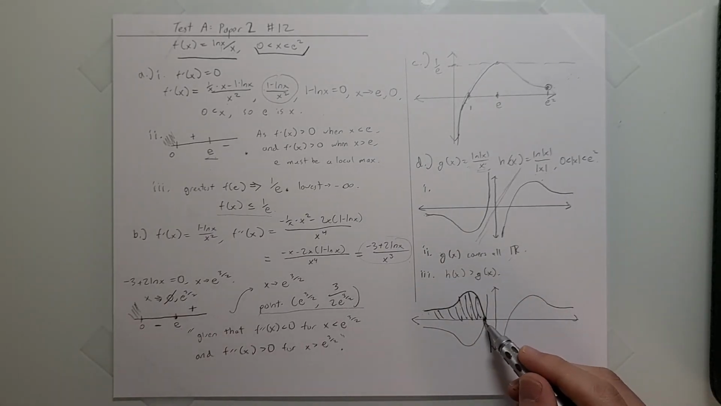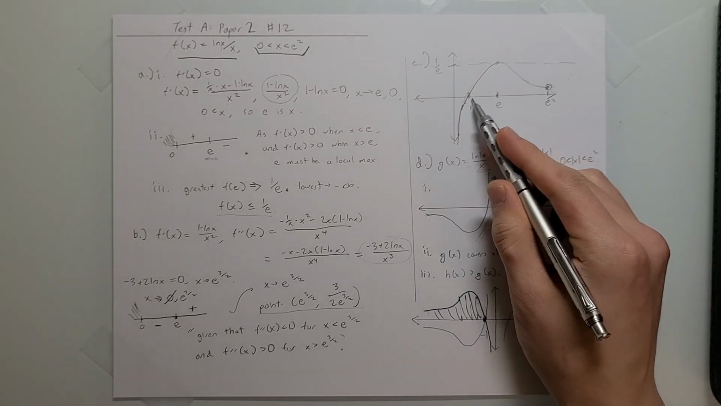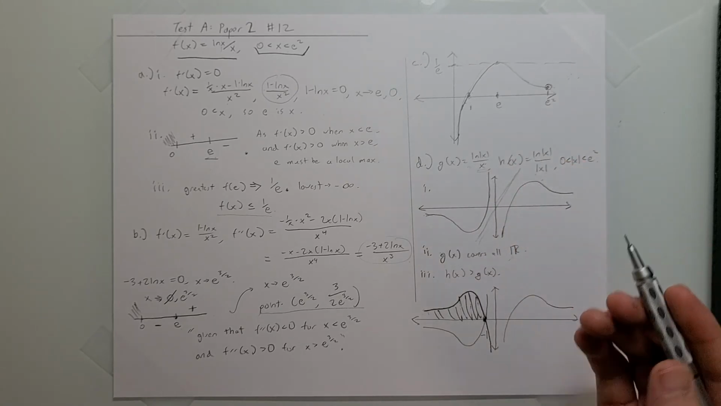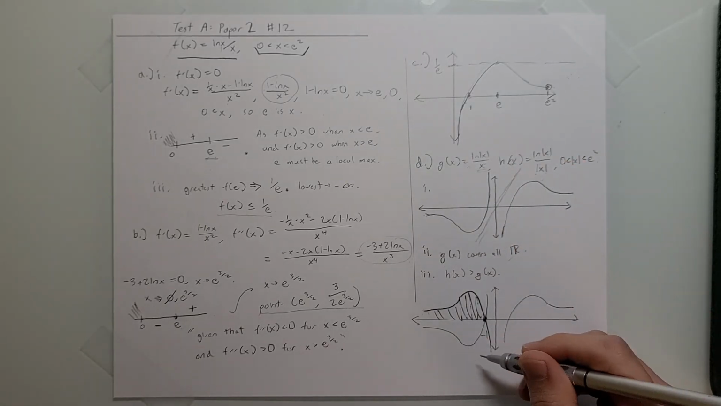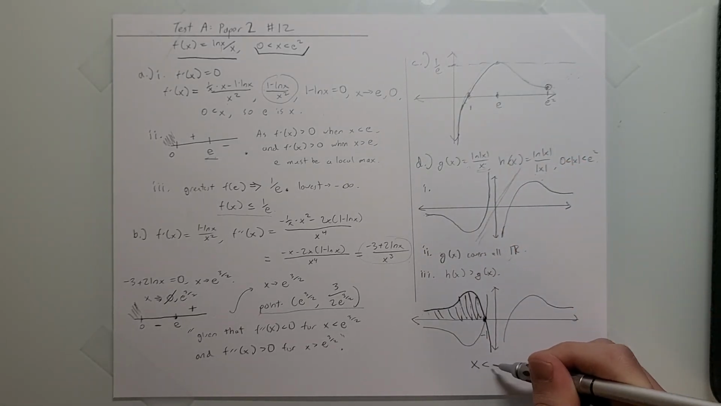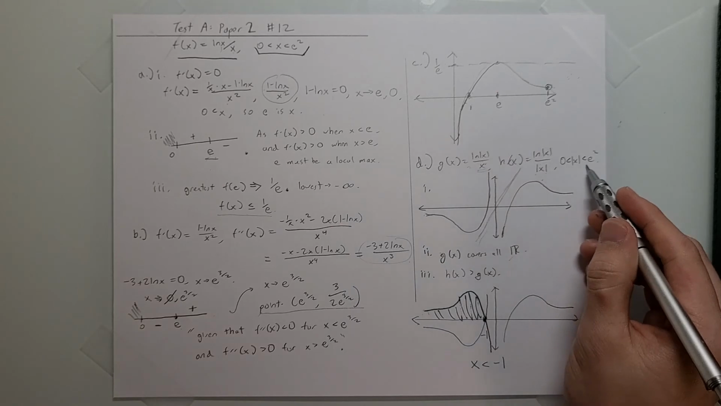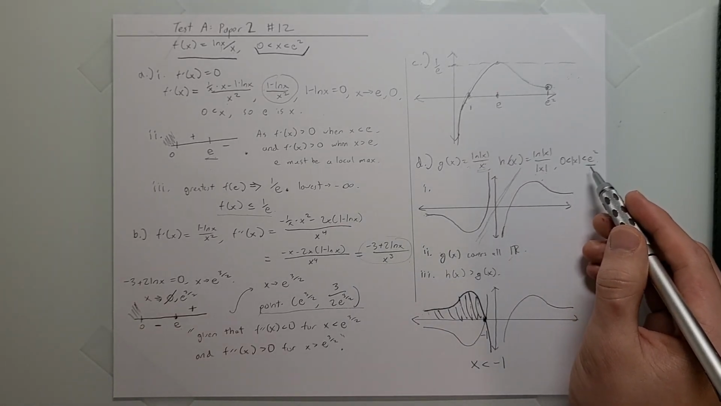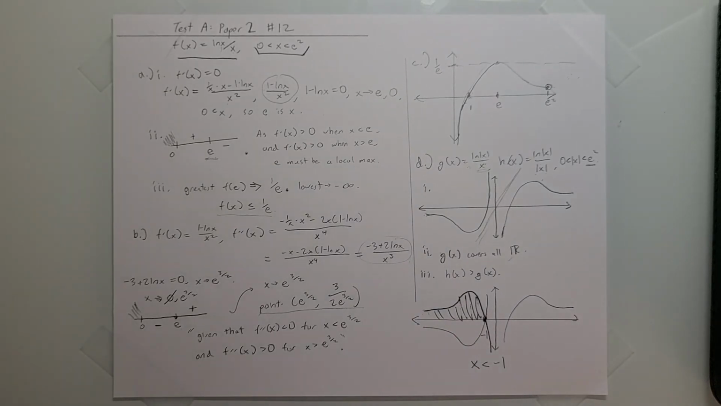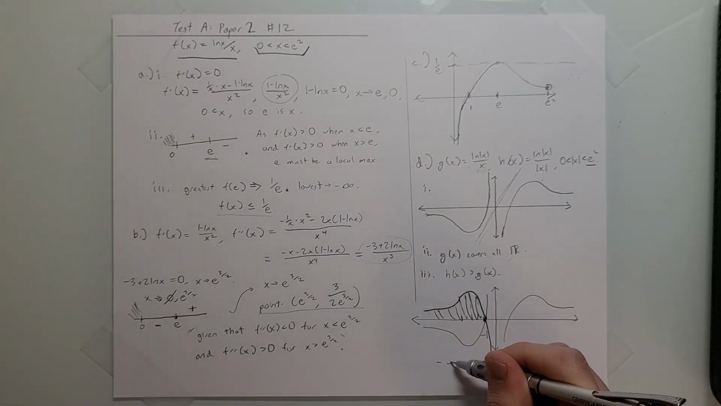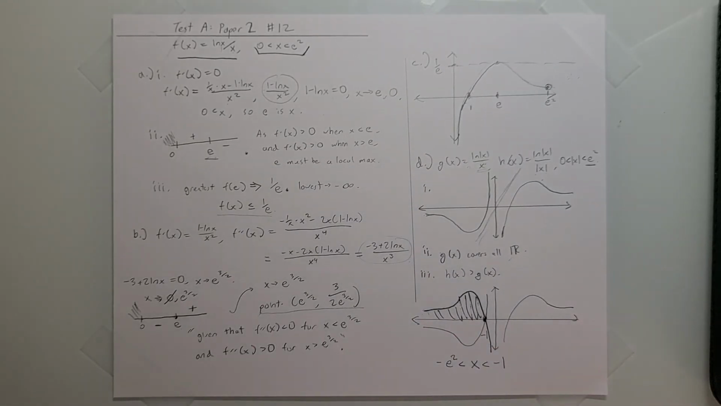So, since we know that this point is -1 from our graph before, that's the point of intersection with the x-axis, we know that x must be less than -1 for h of x to be greater than g of x. However, again, remember our bounds. We know that negative e squared will be the absolute minimum x can be. So we need to bound this correctly from negative e squared to -1.